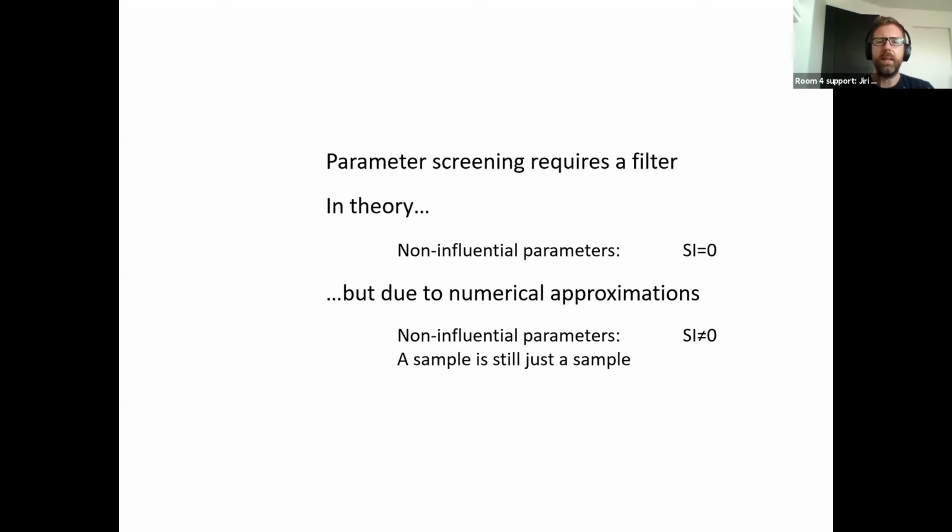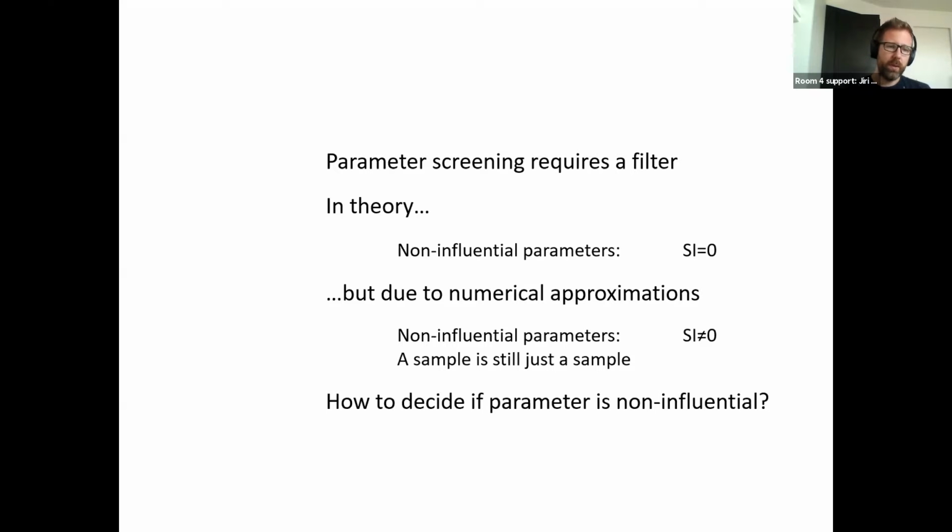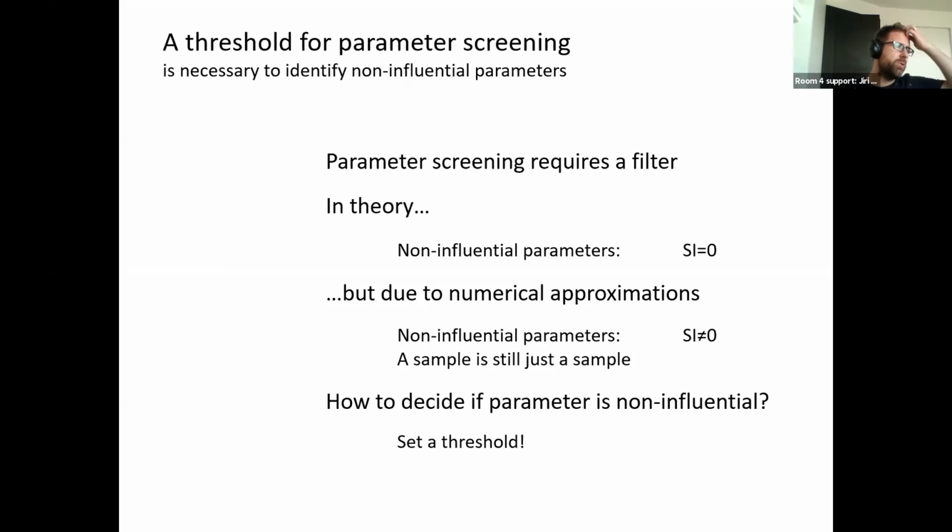So how can we decide if a parameter is non-influential or not? Well, a way to do that is by saying, okay, we will set a threshold for deciding on non-influential or influential parameters. And therefore we say that a threshold for parameter screening is necessary to identify non-influential parameters.